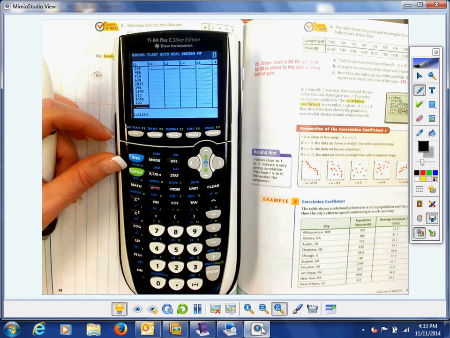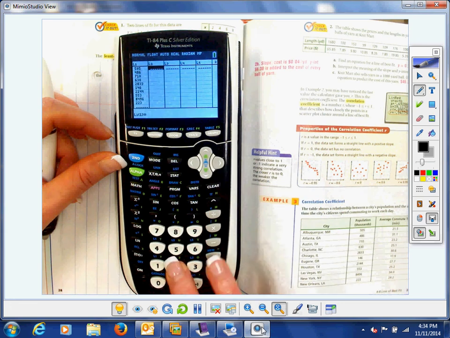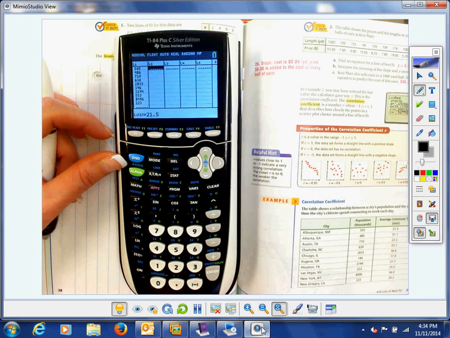Even if you're one digit off, it will throw off your whole equation, and you don't want to do that. You want to be accurate and right on top of it. So if you're on a multiple choice test, and for some reason your equation doesn't match up with anything on your test, double check your numbers. You may have punched something in wrong. All right, let's go to the L2. We're going to do our average commute in minutes.